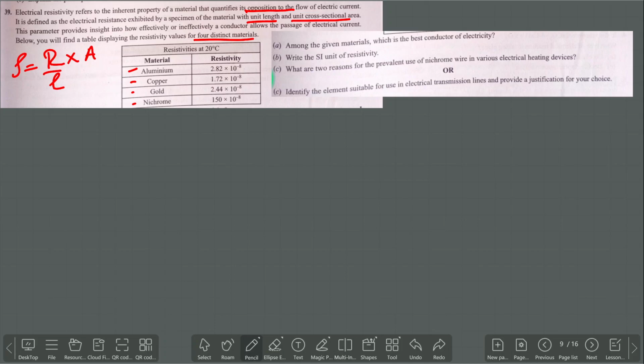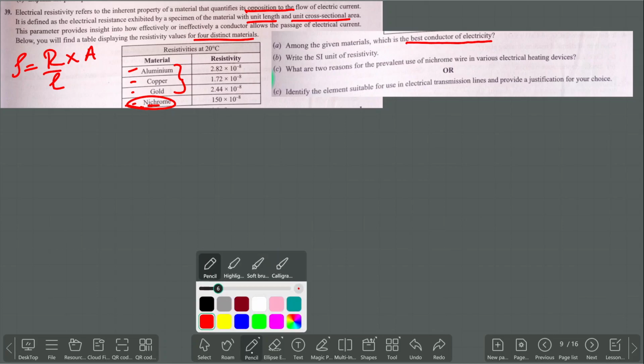Say that. Aluminium is an alloy. Super. Nichrome is an alloy, whereas the remaining 2 or 3 are metals. Nichrome is a combination of nickel and chromium. Okay. That means when two metals are combined together, that's what we call alloys. Now read the question. Among the given materials, which is the better conductor of electricity?